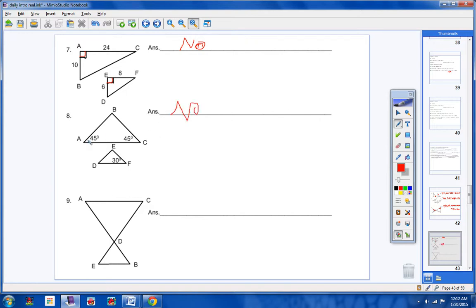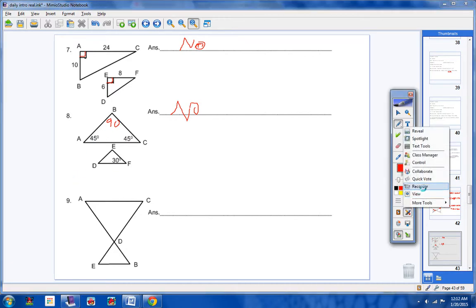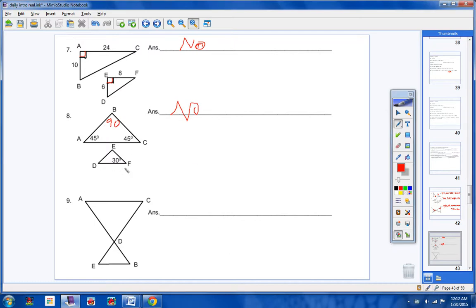Look, guys, we have 45, 45, 90. Got it? If this is 30, there's no way these two angles over here are going to match these two angles over here. All right, it's impossible. It cannot be done. Let me show you how I know that. If this is 30, that means angle D plus angle E has to equal what? 150, right? Because 150 plus 30 is 180. So if these two angles together have to be 150, well, if one of them's 90, the other one's 60. That's not going to work, guys.